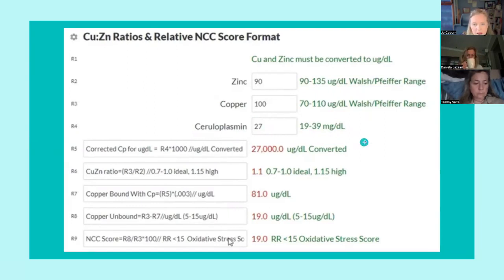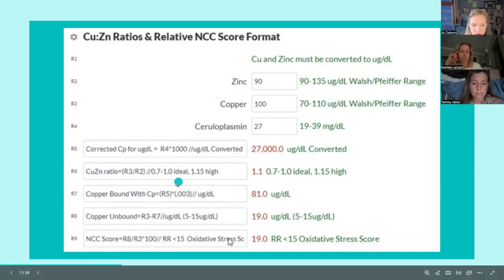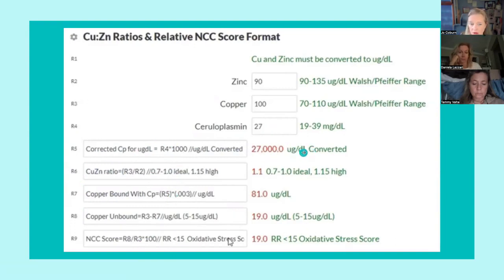These lines are expanded. You can click on these in the calculator and it will show you the equations. Normally it just says corrected for CP, then it shows the ratio, and then it says copper bound, copper unbound, and the NCC score. All these equations are hidden. But this is just 27 times 1,000 to make it in micrograms per deciliter also. The ratio is just R3 divided by R2. The ideal is 0.7 to 1.0. Anything over 1.15 is considered high.